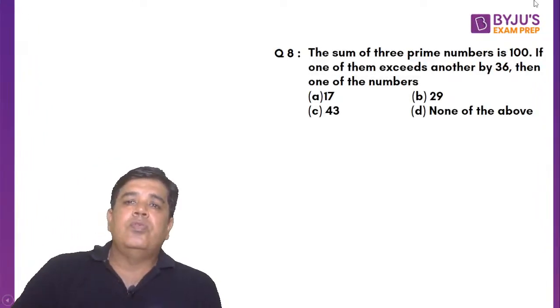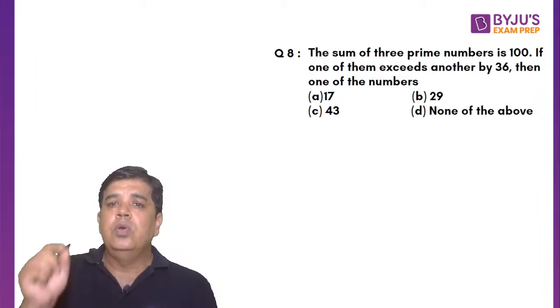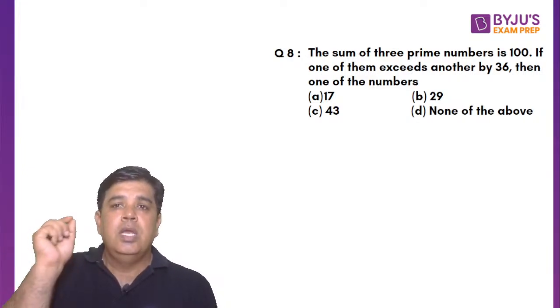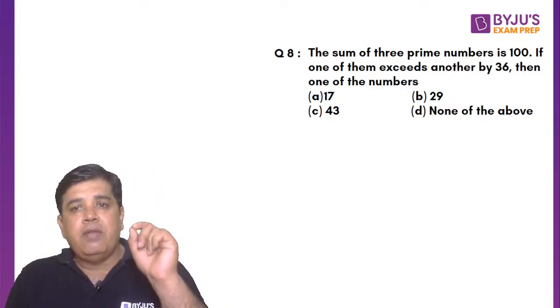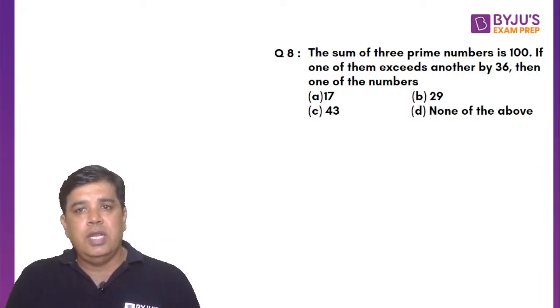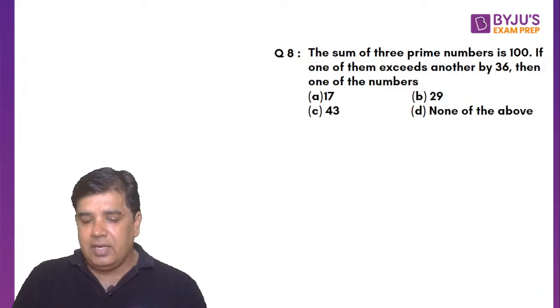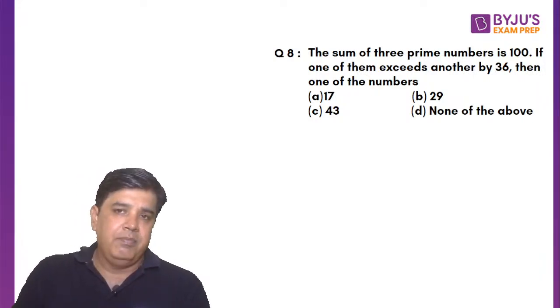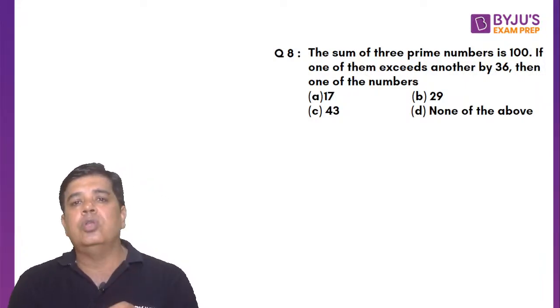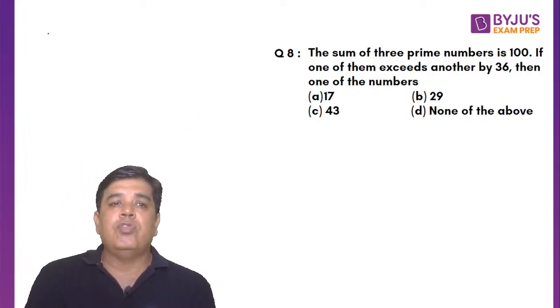The sum of the 3 prime numbers is 100. The question is related to 3 prime numbers. Mark my words now. There will be a question related to prime numbers always, right? Either the concept is hidden or they will clearly say that the numbers are prime. Okay, but there will be a question in your exam related to prime numbers. So we have 3 prime numbers.